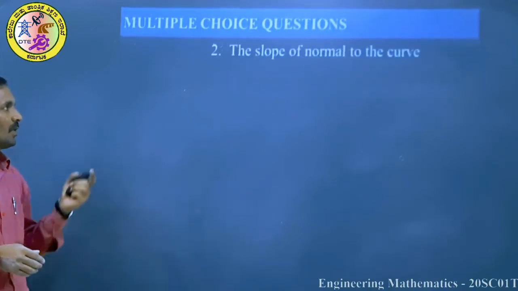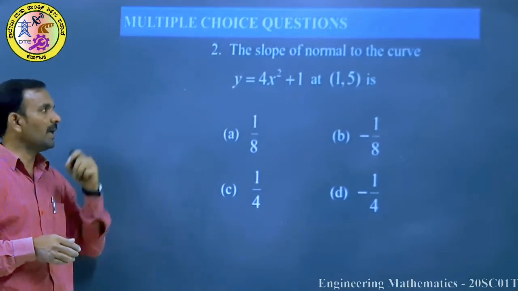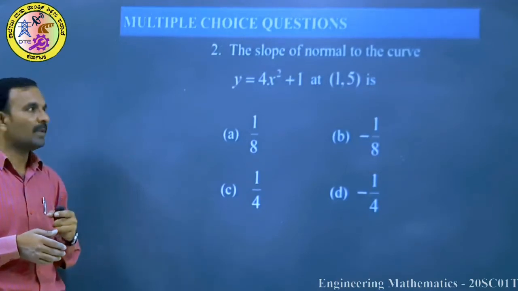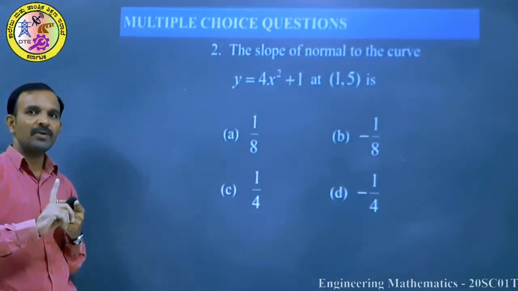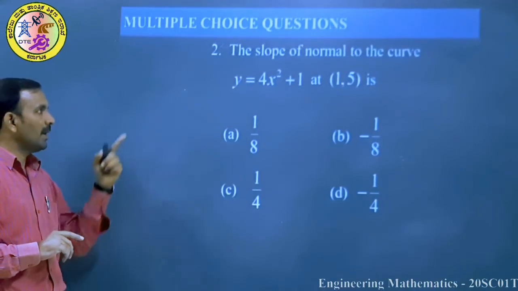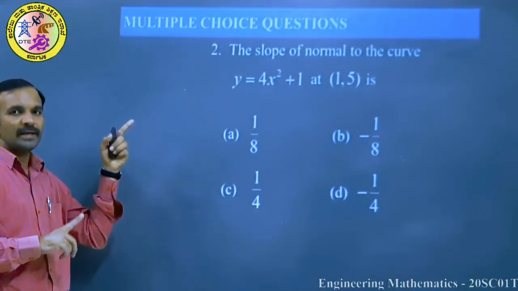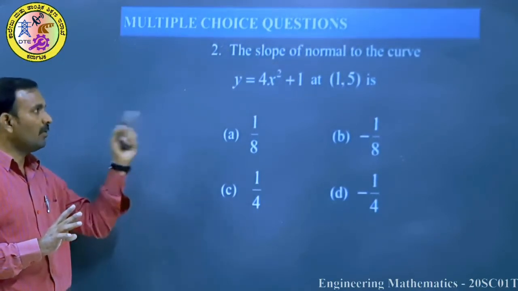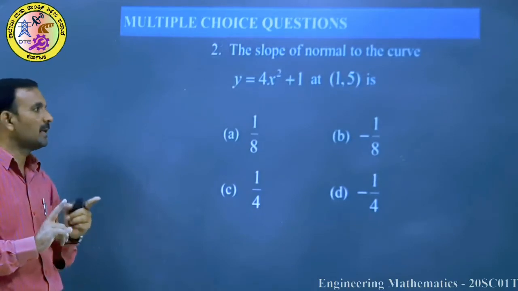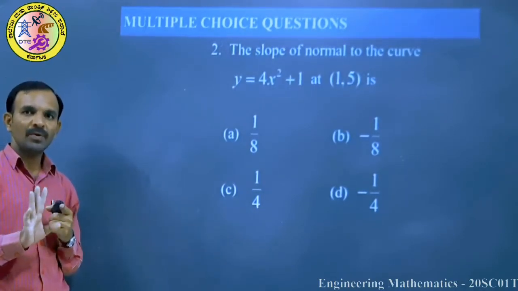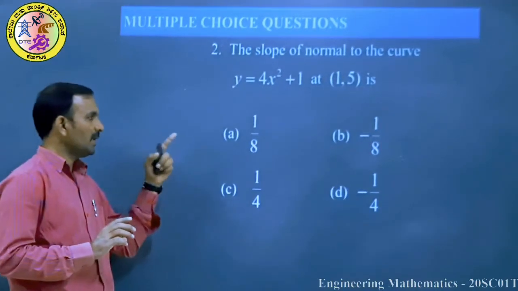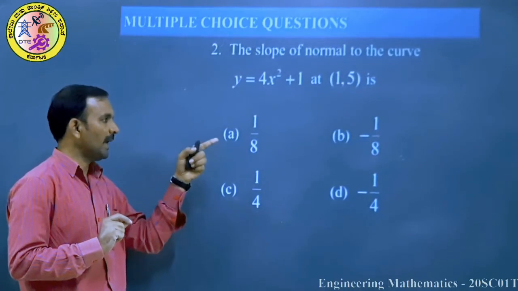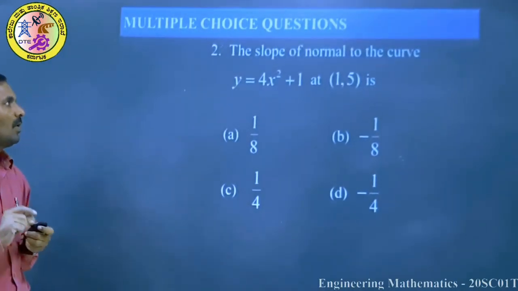Next, second question. The slope of normal to the curve y equal to 4x square plus 1 at 1 comma 5 is. First you have to find the m value, for that you have to find dy by dx. Differentiating, 4 as it is, x square differentiation is 2x, 1 differentiation is 0, that is 8x. The x value is 1, so 8 into 1 is 8. Then m equal to 8. The slope of normal is minus 1 by m, that is minus 1 by 8. Option 2 is the correct option.